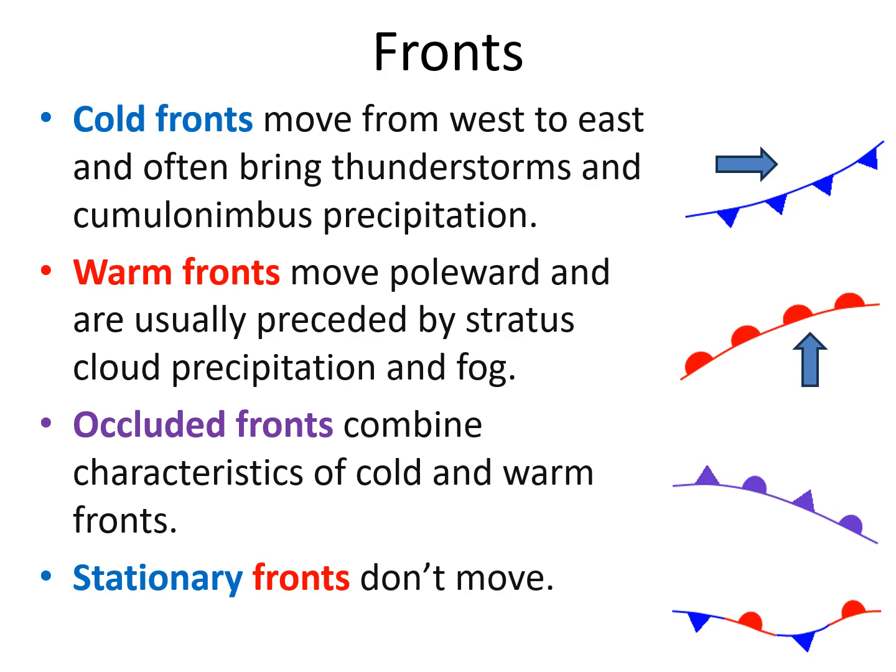Occluded fronts are sort of a combination of warm and cold fronts, where warm and cold fronts are interacting and combining. And so they're indicated by a mixture of triangle and half circle symbols on a purple line. And then stationary fronts are where there is sort of a warm and cold air mass that are sitting next to each other, but they're sort of at a stable standoff. One's not moving into the other. They're just stationary.